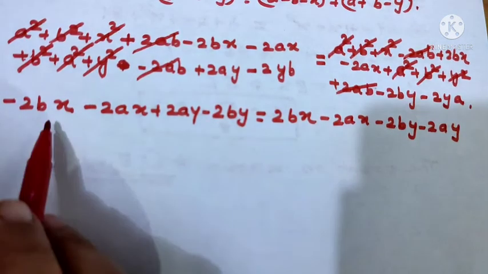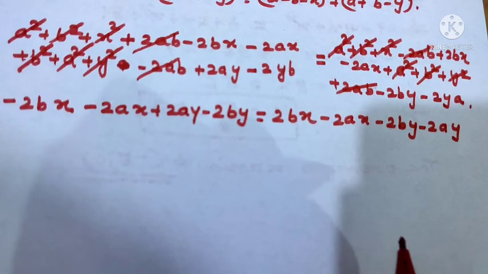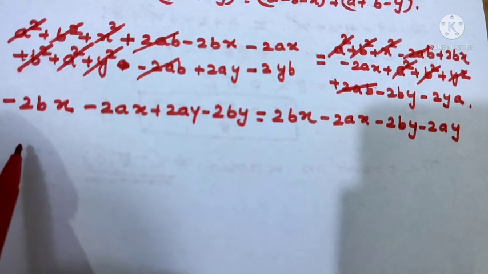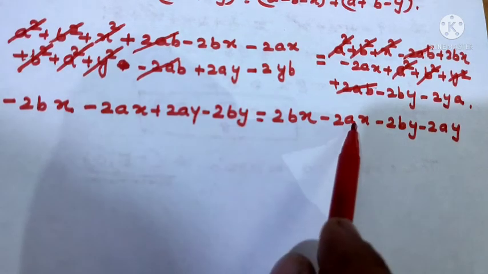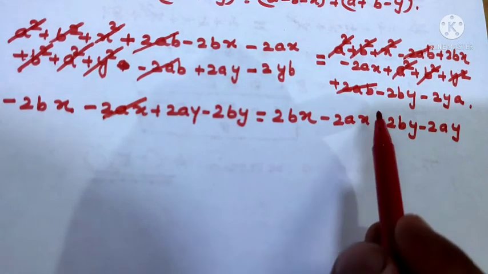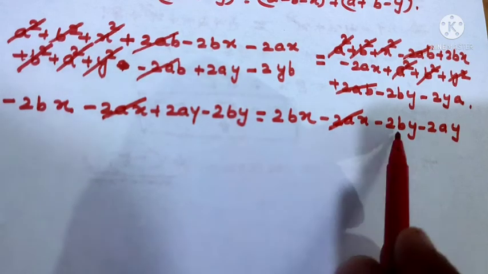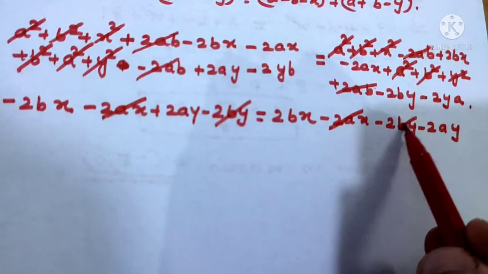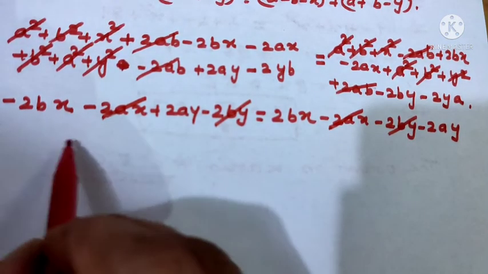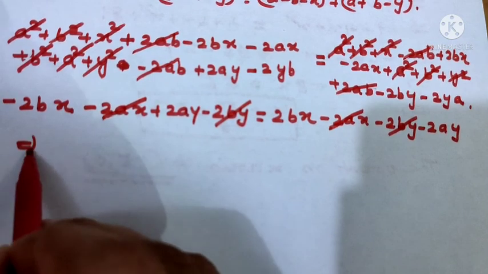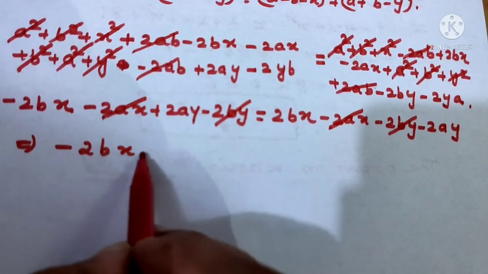So both the sides are having 4 terms. Now check any common terms are there. Here minus 2ax is there, minus 2ax is there, so it will get cancelled. Again minus 2by, minus 2by, so that also will get cancelled, right? Now what is remaining? Once again I will write minus 2bx plus 2ay.